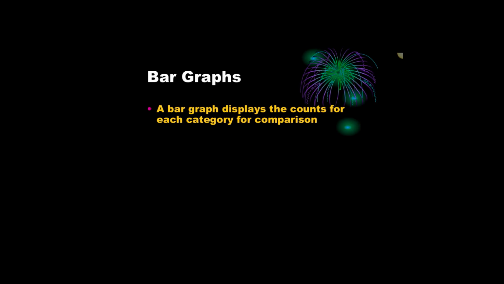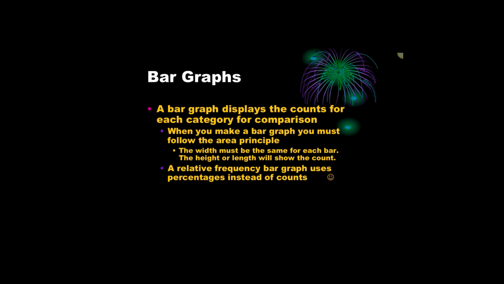Bar graphs. A bar graph displays the counts for each category for comparison. When you make a bar graph, you must follow the area principle. Also, the bars on a bar graph should never touch, and you should always have labeled axes and a consistent scale. The width of each bar must be the same so that just the height or the length will show the count. That, again, helps make sure that you are following the area principle. A relative frequency bar graph uses percentages instead of counts.